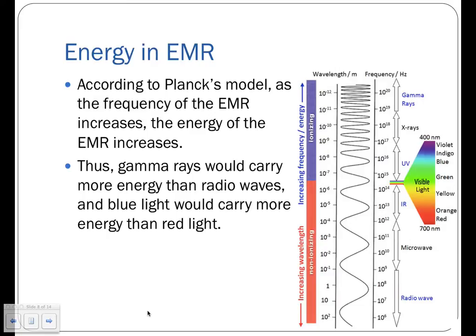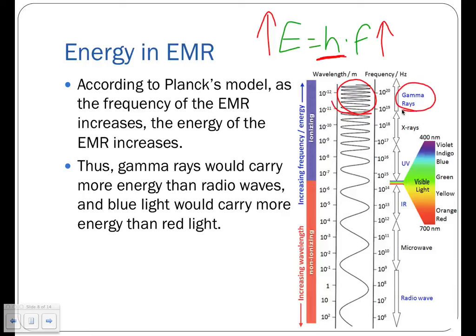And so according to Planck's model, we said that energy is equal to Planck's constant times the frequency. That means that if the frequency goes up, then the energy also has to go up, because H is a constant. It doesn't ever change. And so the more frequency electromagnetic radiation has, the greater the frequency is, the greater the energy. And so we said, hey, greatest energy is up here because it has the highest frequency. So gamma rays have really high frequencies, and so would have a really high energy. On the other hand, radio waves, because they have the lowest frequencies, the longest wavelengths, would have the least amount of energy.